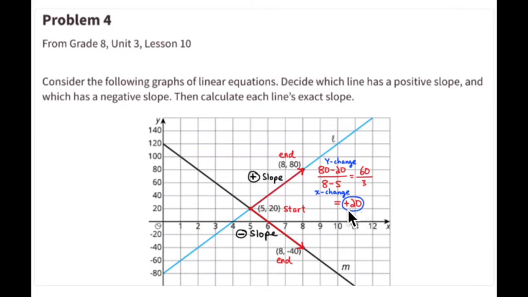So for every unit I move along the x-axis, I have to move 20 units up along the y-axis. So over 1, up 20, over 1, up 20. That's a slope of positive 20.